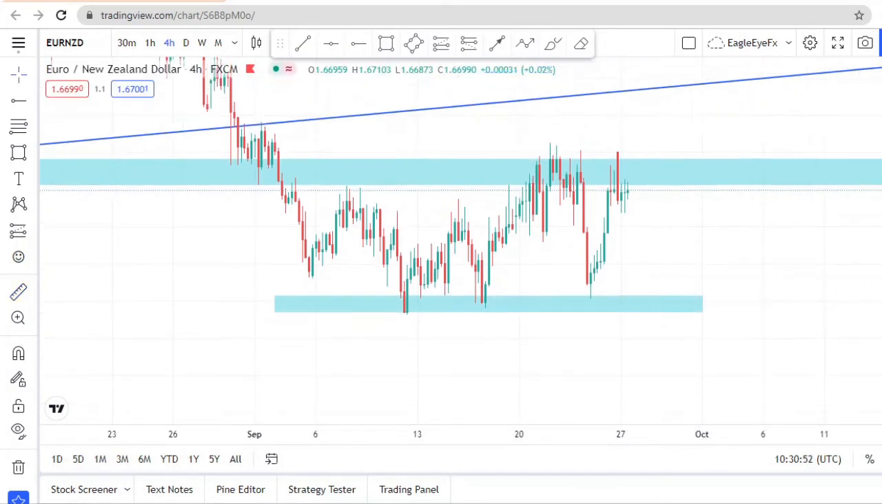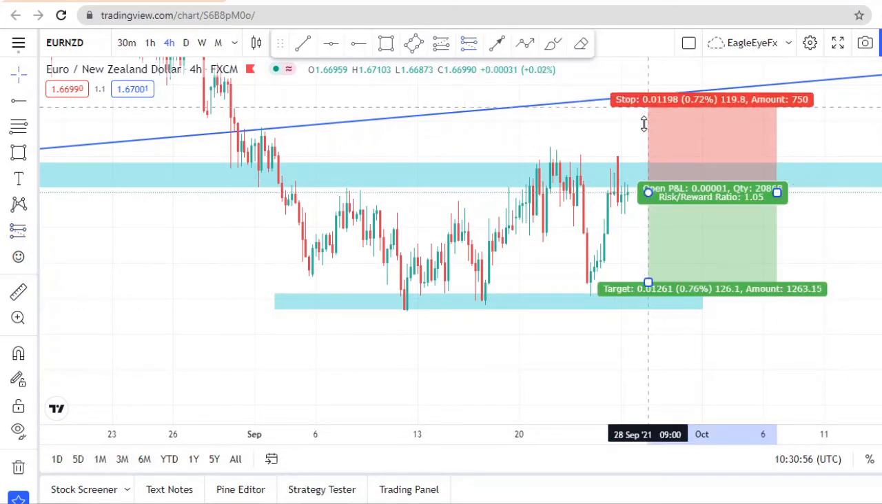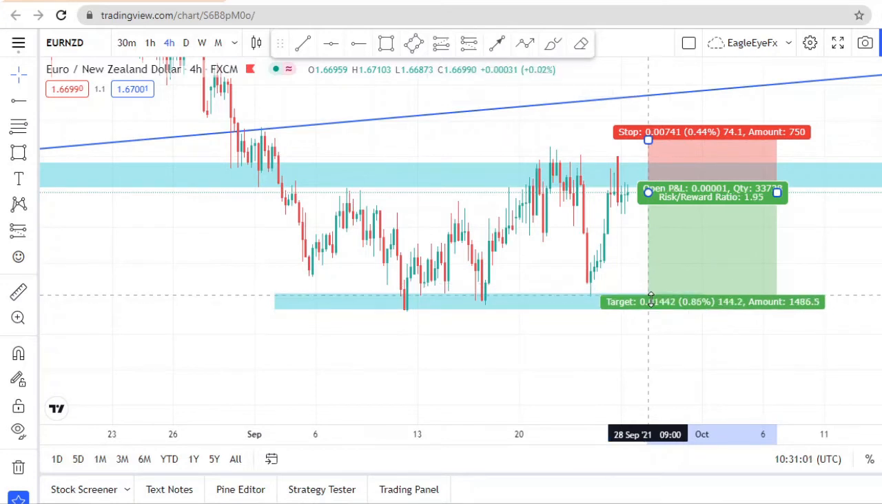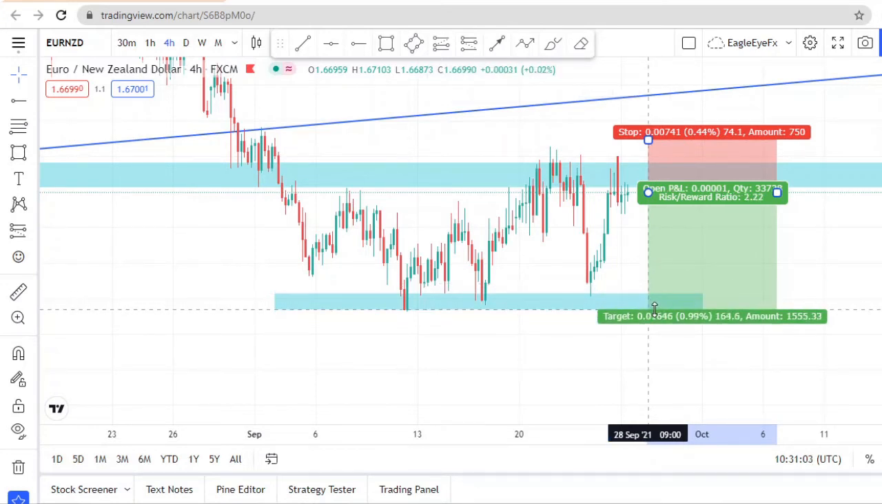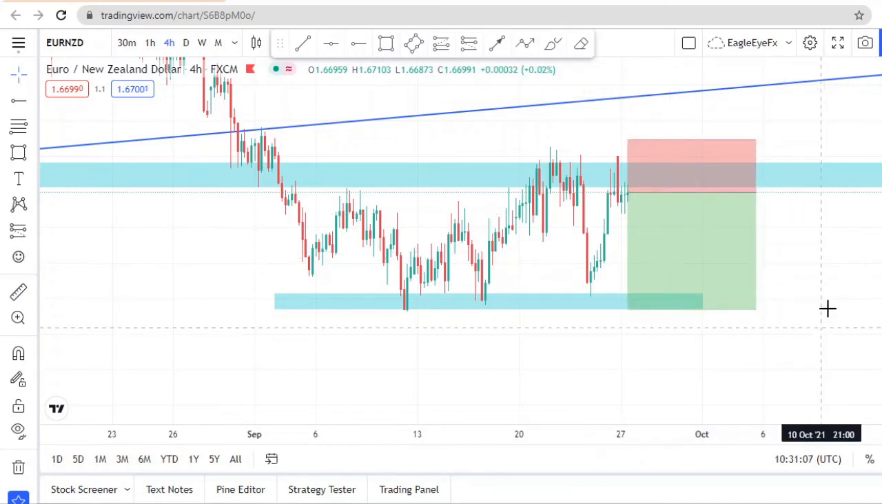So what will I do here? Here you see that I'll be interested in sales. Put my stop loss just above there. Then I will go for 2 times, okay, a 2.22 RR there. So you can see that.